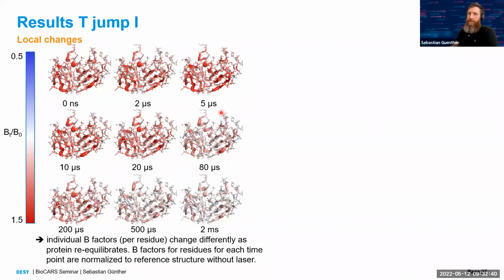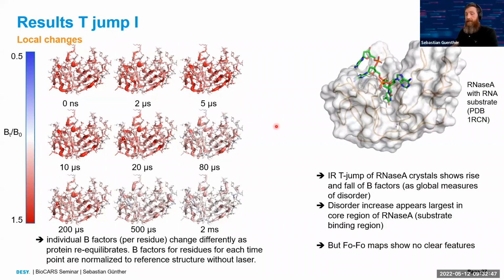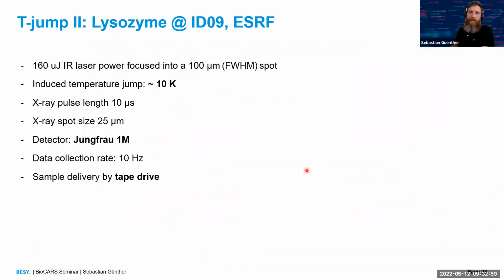However, when we started to look into these Fo minus Fo isomorphous difference maps, we couldn't see any clear features. It was rather noisy. All right, this was one of the first experiments we did. We then tried a second experiment.